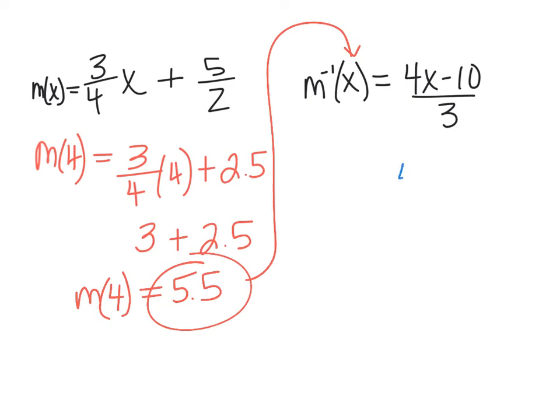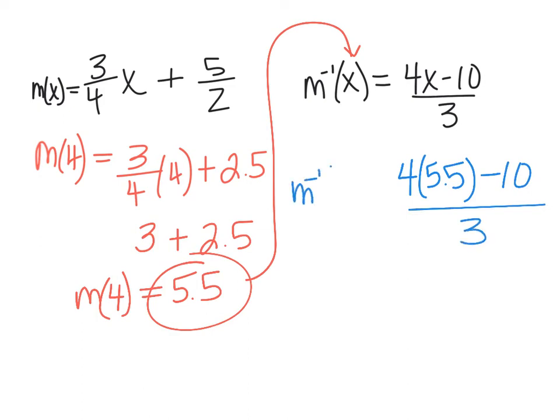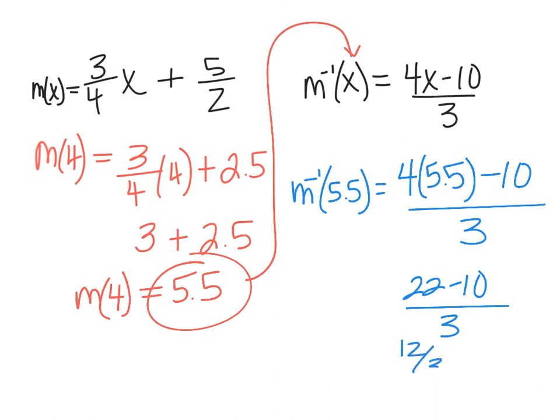So I am going to do 4 times 5.5 minus 10 divided by 3. So again, I plugged in the 5.5. So I'm just going to grab my calculator. 4 times 5.5 is 22. Minus 10 is 12, and then divided by 3. 12 divided by 3 is 4. So I know I did this one correctly.